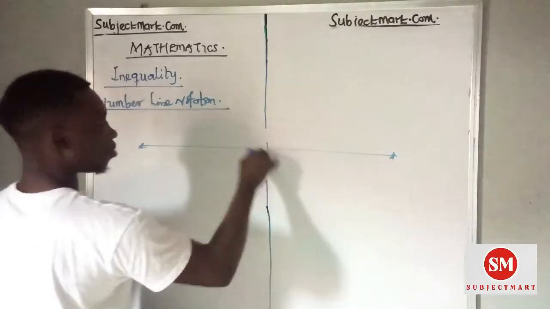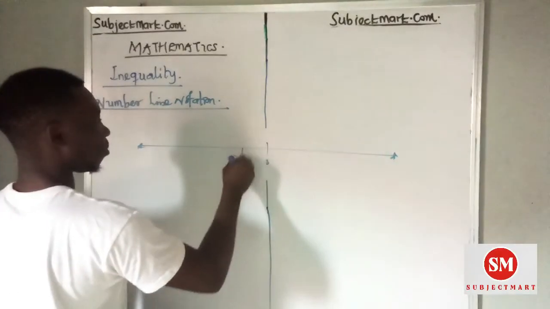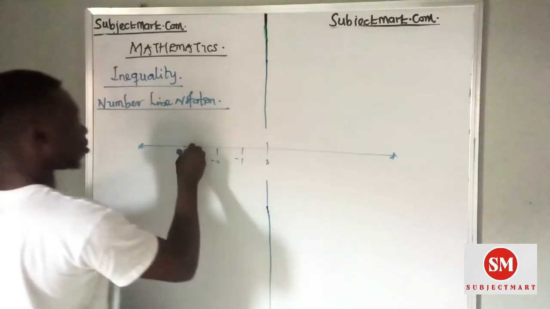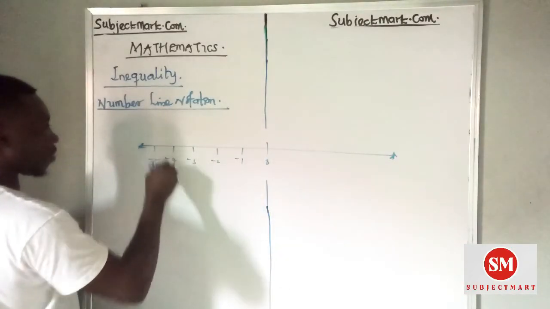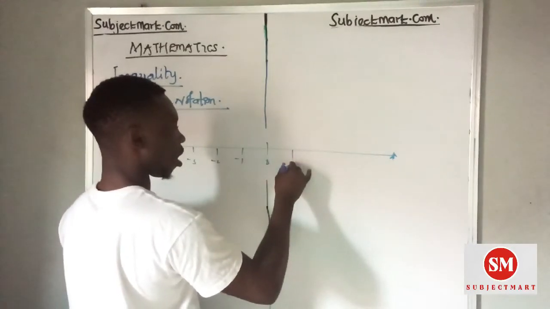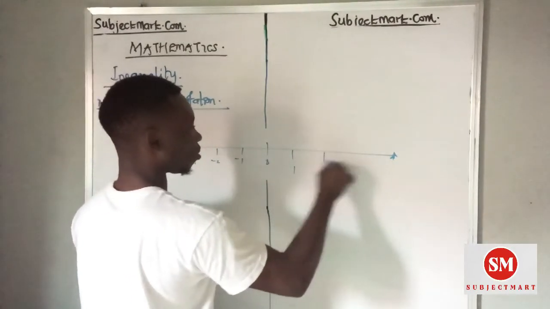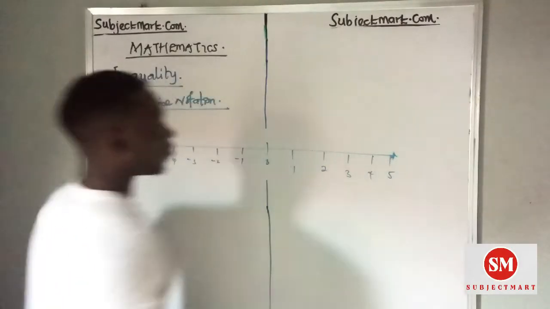We'll have the middle here to be 0. We'll have here to be the negative: minus 1, minus 2, minus 3, minus 4, minus 5. We'll have here to be the positive, which is 1, 2, 3, 4, and 5.